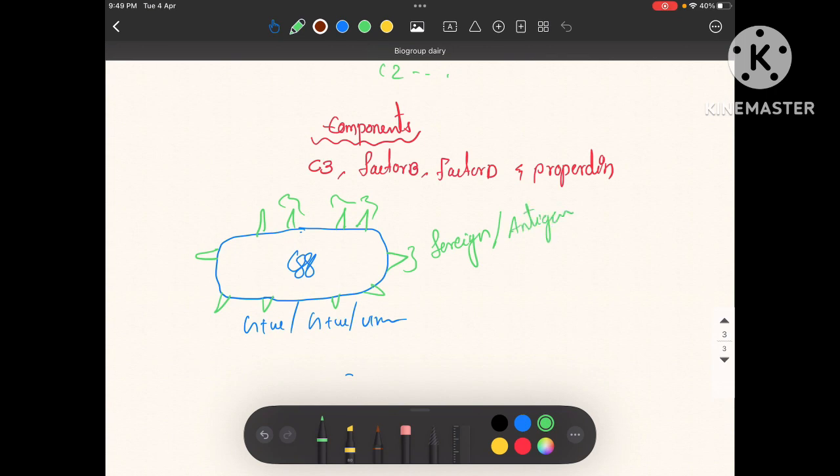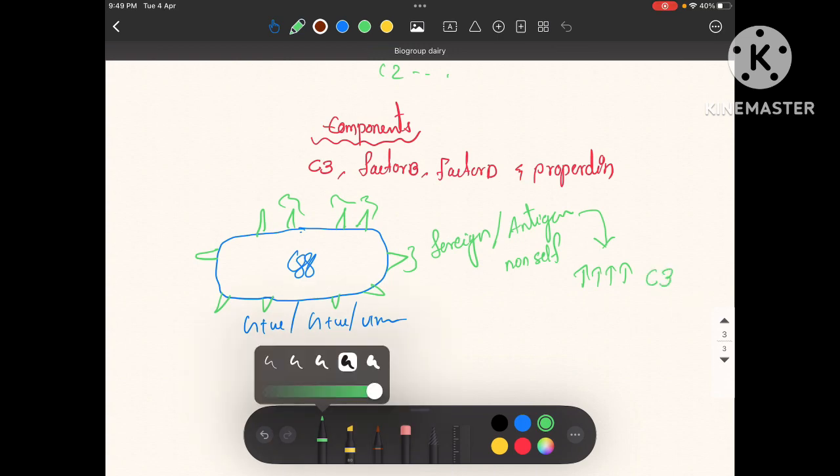Our body can identify that it is not ours, it is a non-self component, so it has to be eliminated from our body. This is the basic principle. So these antigens can directly activate the cleavage of one of the serum components called C3. Okay, so this antigen directly activates the cleavage of C3.